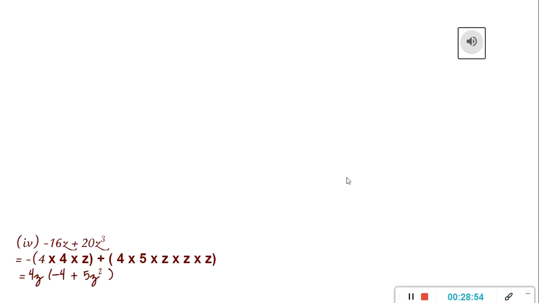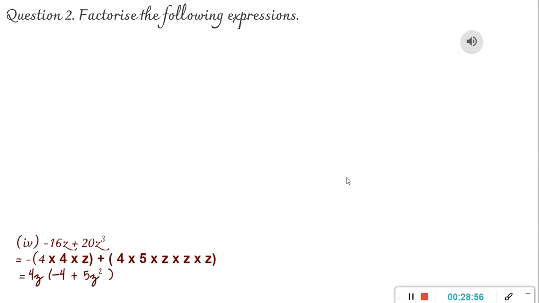Now, question number 2. Factorize the following expressions. So, the first question is 7x minus 42. What do you mean by factorization? Factorization means to find factors, right? So, here the factors of 7x are 7 into x and the factors of 42 are 2 into 3 into 7.